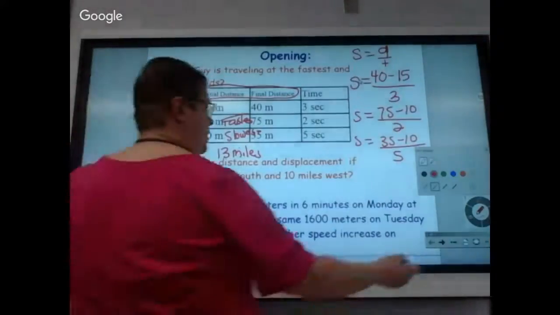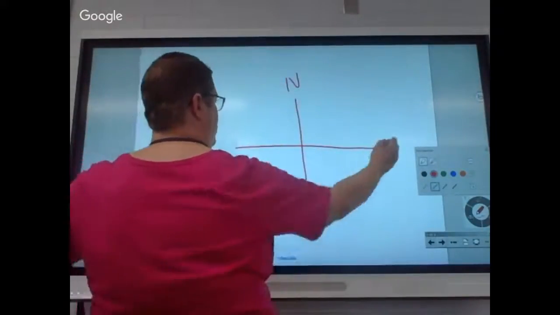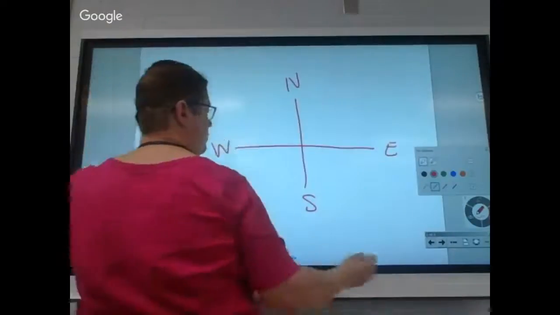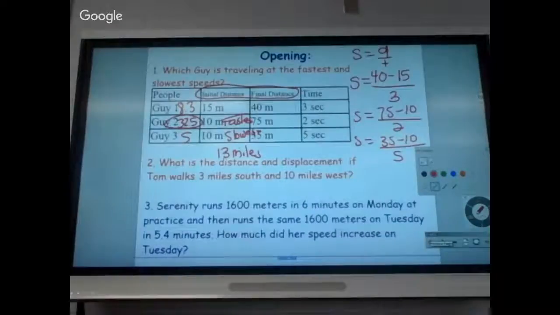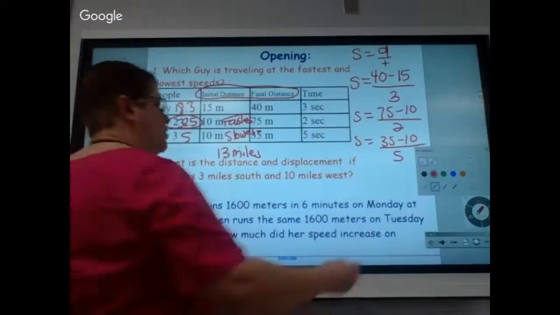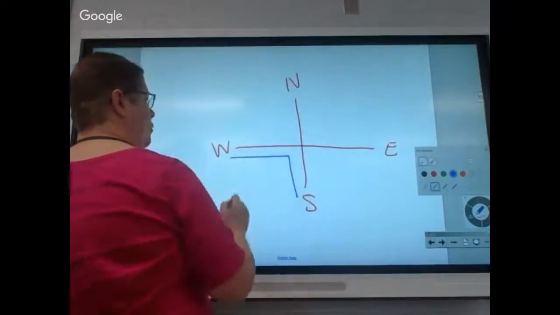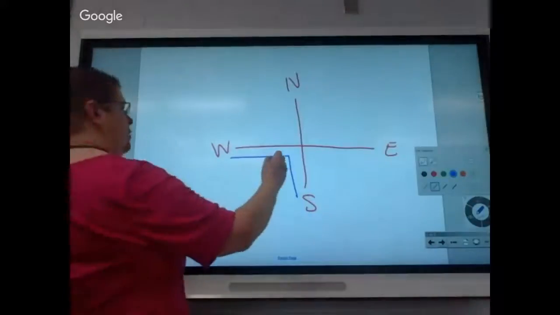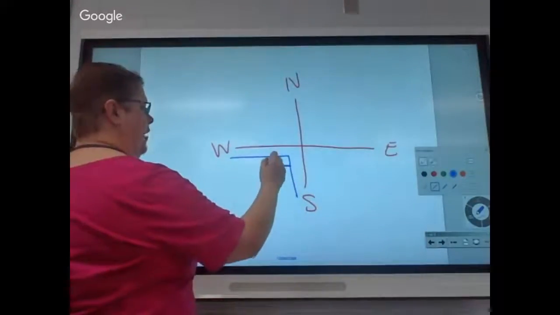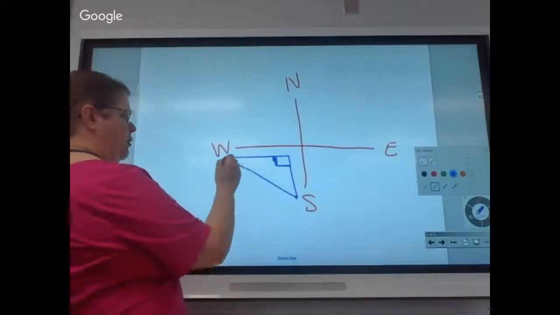Okay. All right, so when you read and you look at directions, north, south, east, west, what does your directions tell you there? Walk 3 miles south and then 10 miles west. Okay, so when you go south and west, what kind of angle do you wind up with? A right angle, okay? That's why you knew you were using the Pythagorean theorem. That's what I was trying to get you to tell me. You had a right angle there because you went south and west.